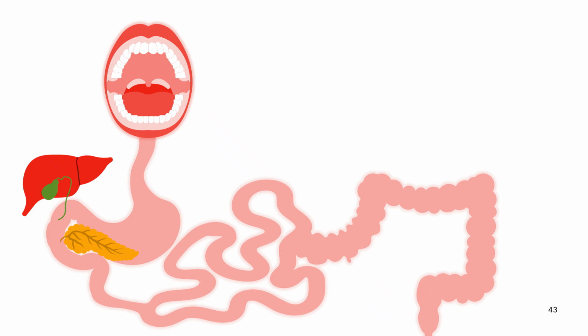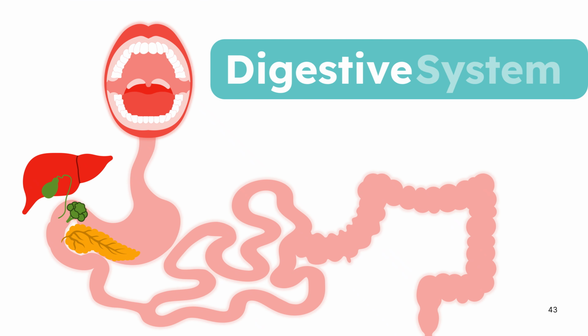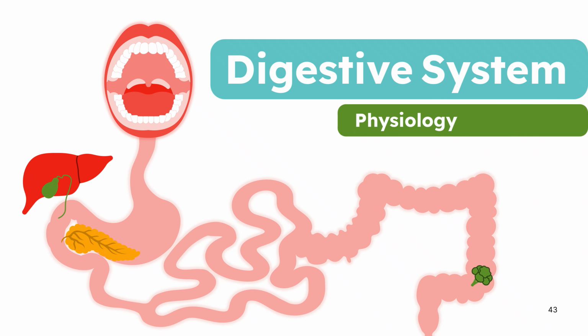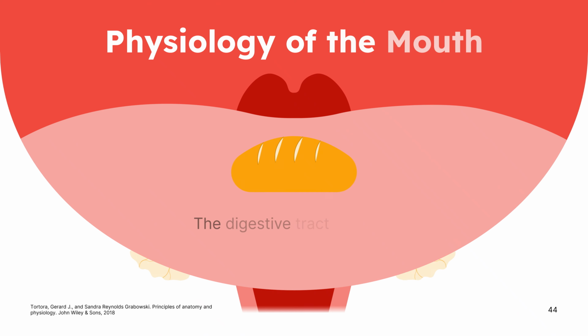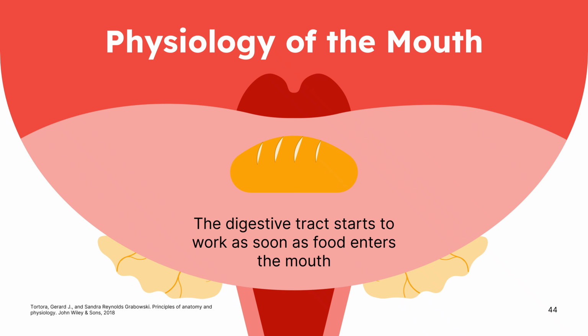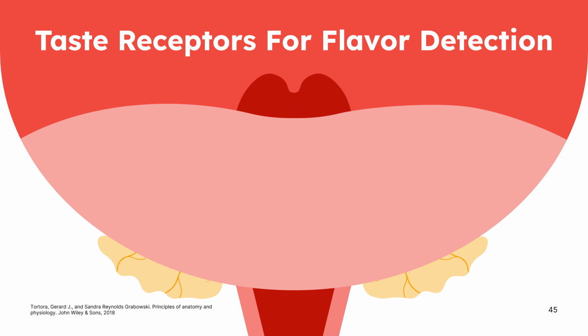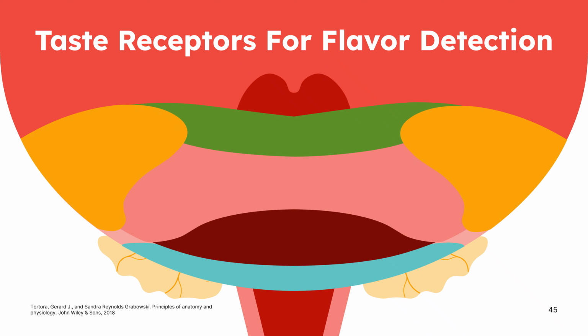After gaining an overview of the anatomy of the digestive system, the next section will transition to its physiology. The digestive tract starts to work as soon as food enters the mouth. The mouth is equipped with taste receptors, or taste buds, which detect various flavors and help the body distinguish nutrients from potentially harmful substances. Taste buds recognize 5 basic sensations.